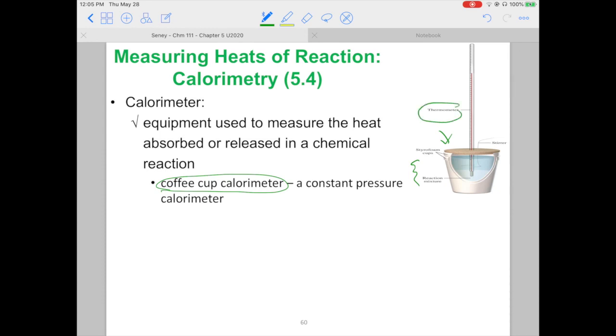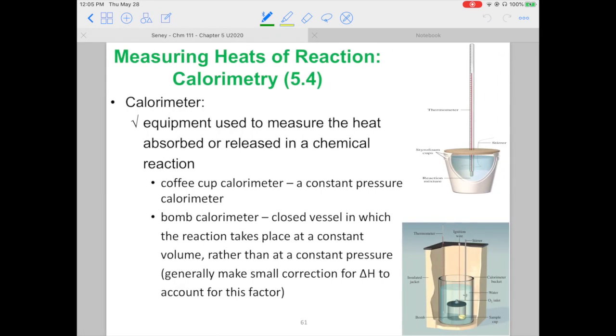Now remember, the thermometer is measuring the temperature of the surroundings. It is not part of the reaction. So it is measuring what's going on only in the surroundings, because for these, the hardest part is to assign the sign, whether it is an endo, positive Q, or exo, negative Q reaction. So watch for that. It is a constant pressure calorimeter because it's taking place at atmospheric pressure.